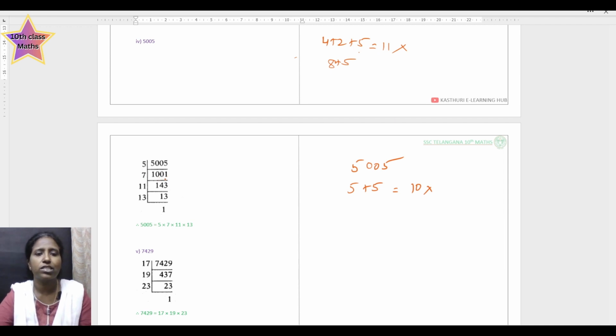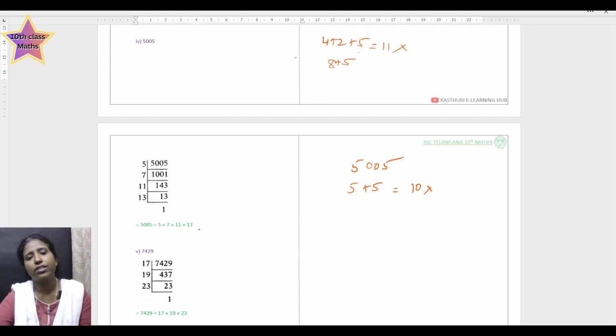Okay, and 1001, is it divisible by 2? No, it is not. 1 plus 1, 2. That's also not divisible by 3. Last digit is 1, so not divisible by 5 also. What is the next prime number? Yes, it is 7. Okay, if you try with 7, you'll get 143. 1001 by 7 will give you 143.